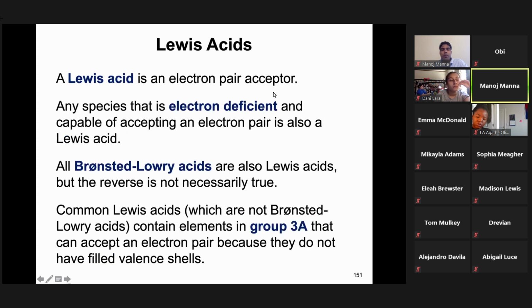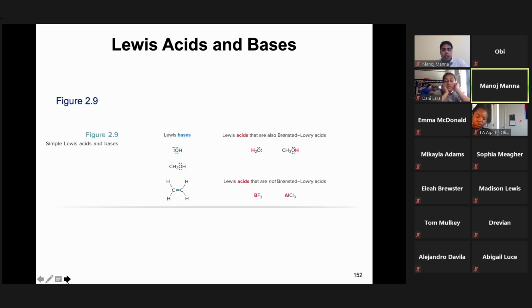So here, we know that Lewis acid means electron pair acceptor, and the species that is electron deficient and capable of accepting an electron pair is also called a Lewis acid. Those are the definitions. If we see some examples, OH minus: if you think about water and you take away one H plus, you have two lone pairs on oxygen and one negative charge. That means it will act as a base, because that minus lone pair can donate and make a bond with H plus or any other electron deficient species. That's why it's a Lewis base.